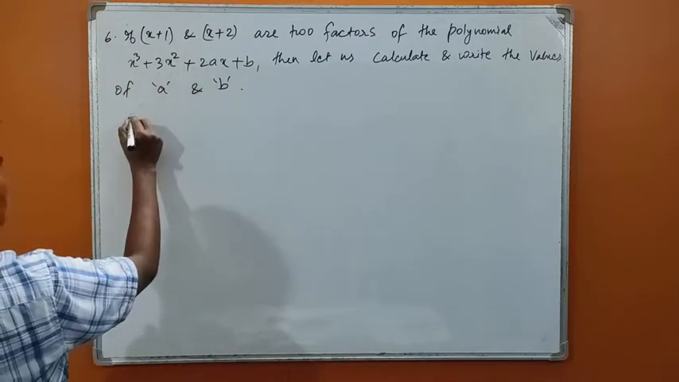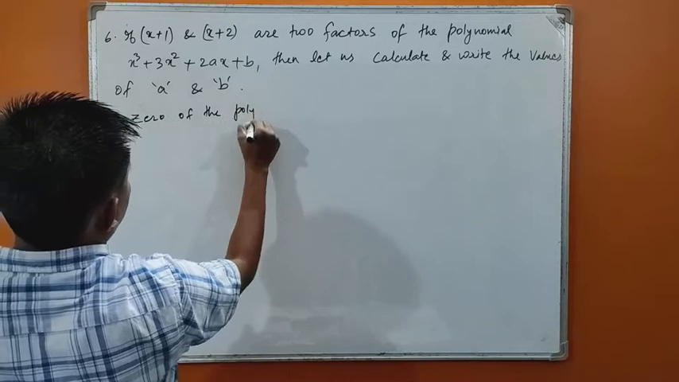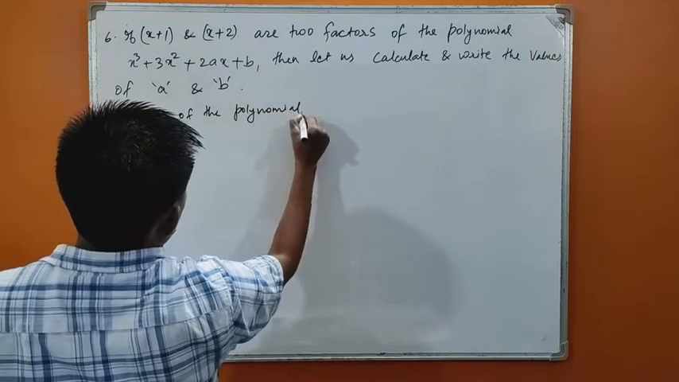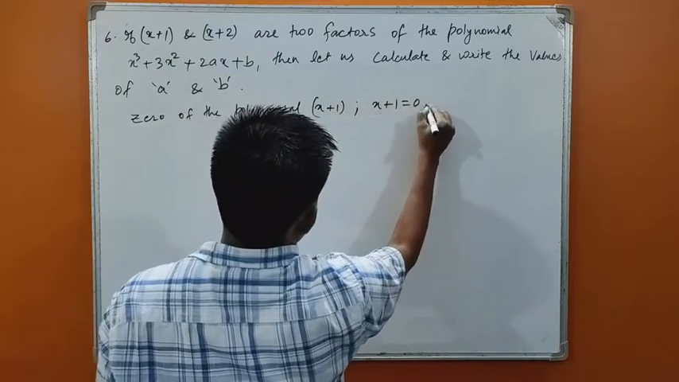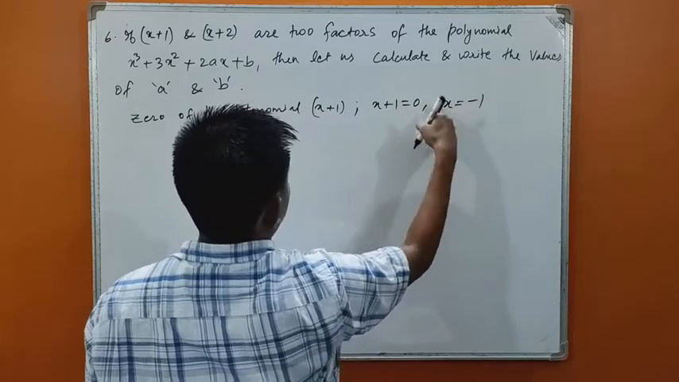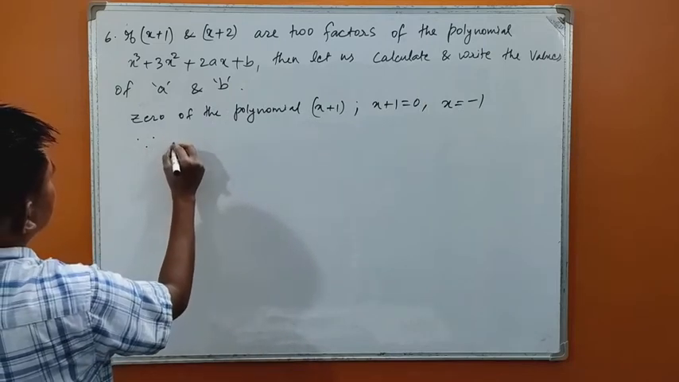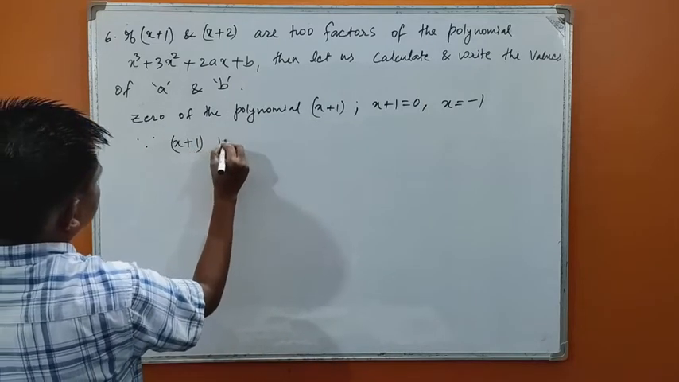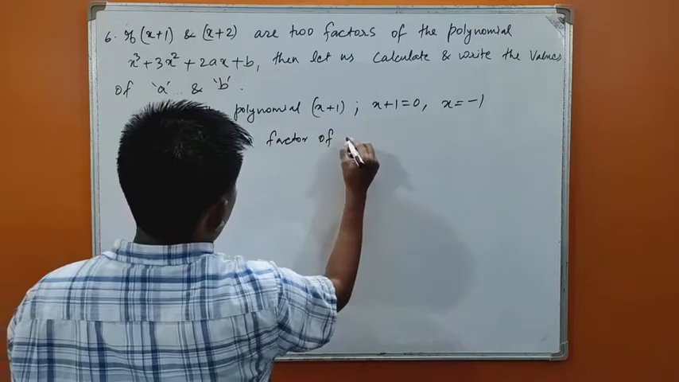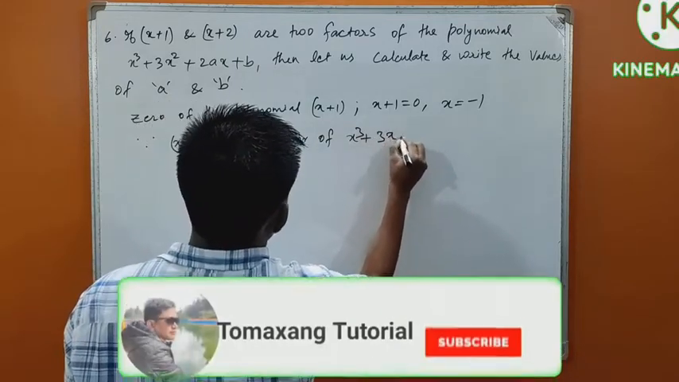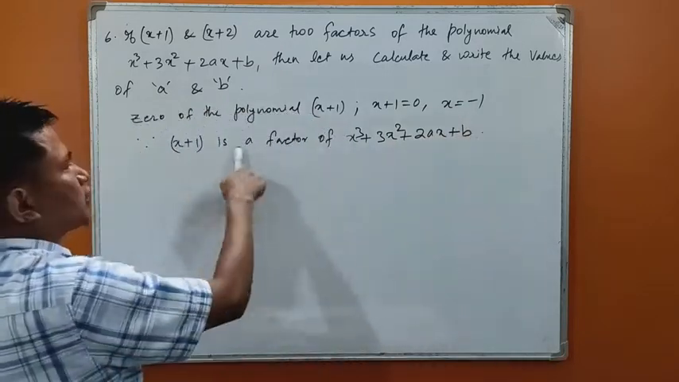Since the zero of the polynomial x plus 1: x plus 1 equal to 0, isn't it? Or x equals minus 1. Plus 1 becomes minus 1 when we take it to the right hand side. Since x plus 1 is a factor of x cubed plus 3x squared plus 2ax plus b, isn't it? x plus 1 is a factor of this.